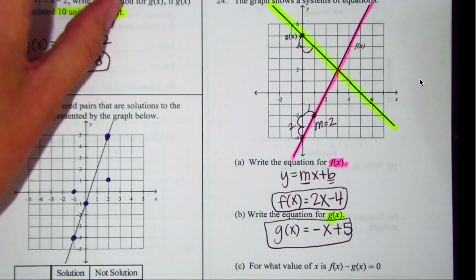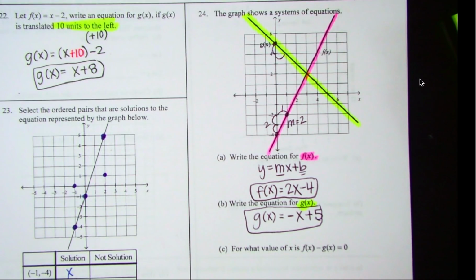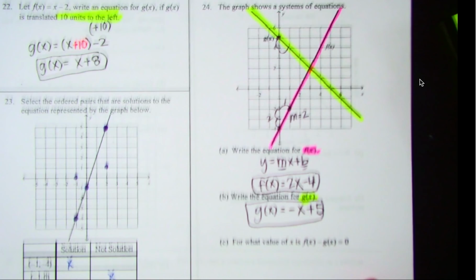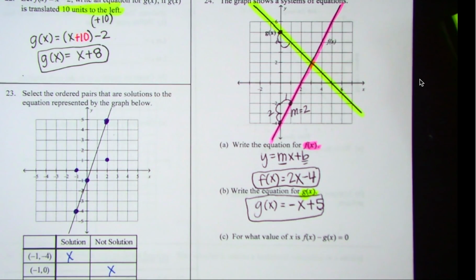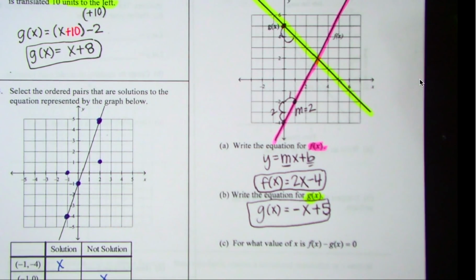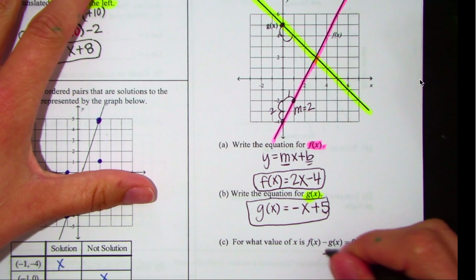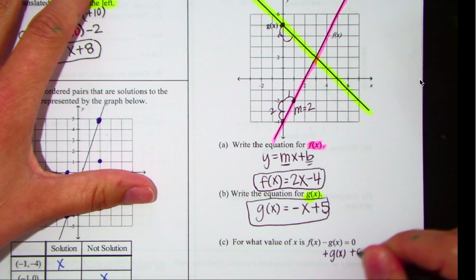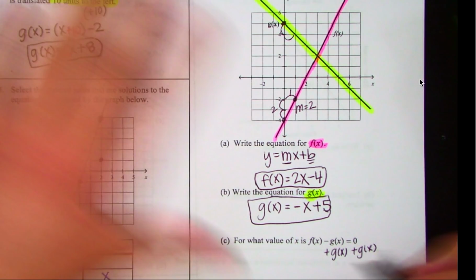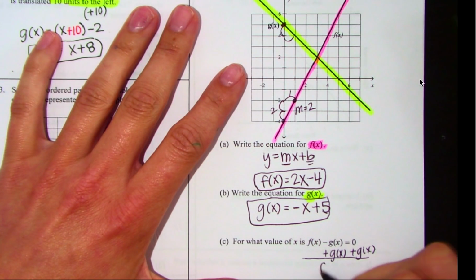For part C, they want to know the value of x where f of x minus g of x equals 0. So what they want to know actually is just where these are the same. Where is your value of x for f of x and g of x the same? In other words, where are they equal? So if I want to move over g of x, it kind of looks like this. You don't really need to write this, but I'm just showing you the reasoning.